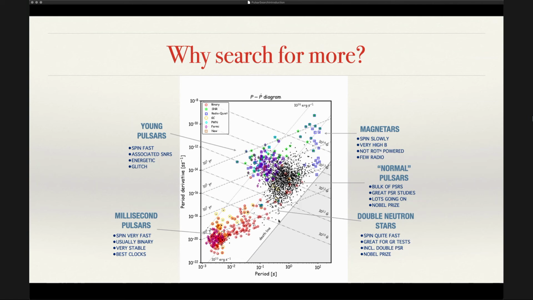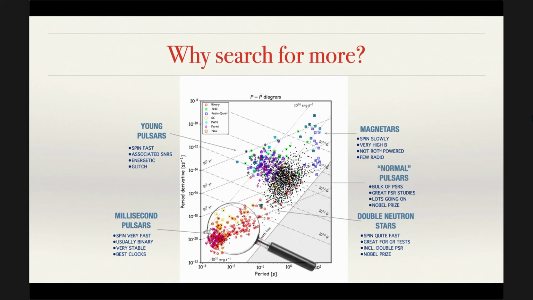In the middle here is where all the normal pulsars live. Just below that is where the double neutron star systems exist, like the double pulsar that you worked on. We sometimes call this the Nobel Prize zone. And then down in the left-hand corner here, you can see, again, lots and lots of these very rapidly rotating objects called millisecond pulsars. They're usually located in binary systems, hence why they've got the circle around them. They're very stable, and they make the best clocks in the universe.